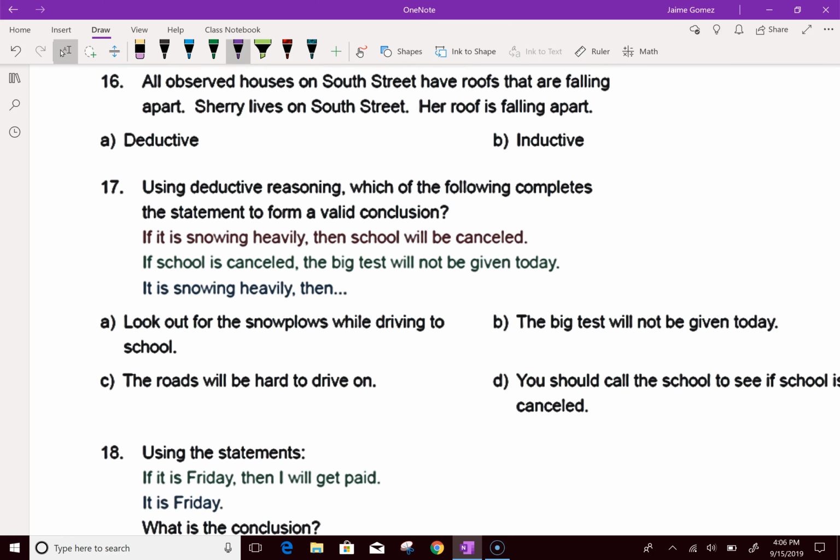Number 16. All observed houses on South Street have roofs that are falling apart. Sherry lives on South Street. Therefore, her roof is falling apart. Keyword is observed there. Since you observed that all the houses on South Street have roofs that are falling apart, and since you know that she lives on South Street, can you prove that her roof is falling apart? No. I mean, did you actually go out and see all the streets on there? No. You observed that the house is on South Street. You didn't see all of them, just the ones that you saw. So inductive, that's based on patterns. You observed it.